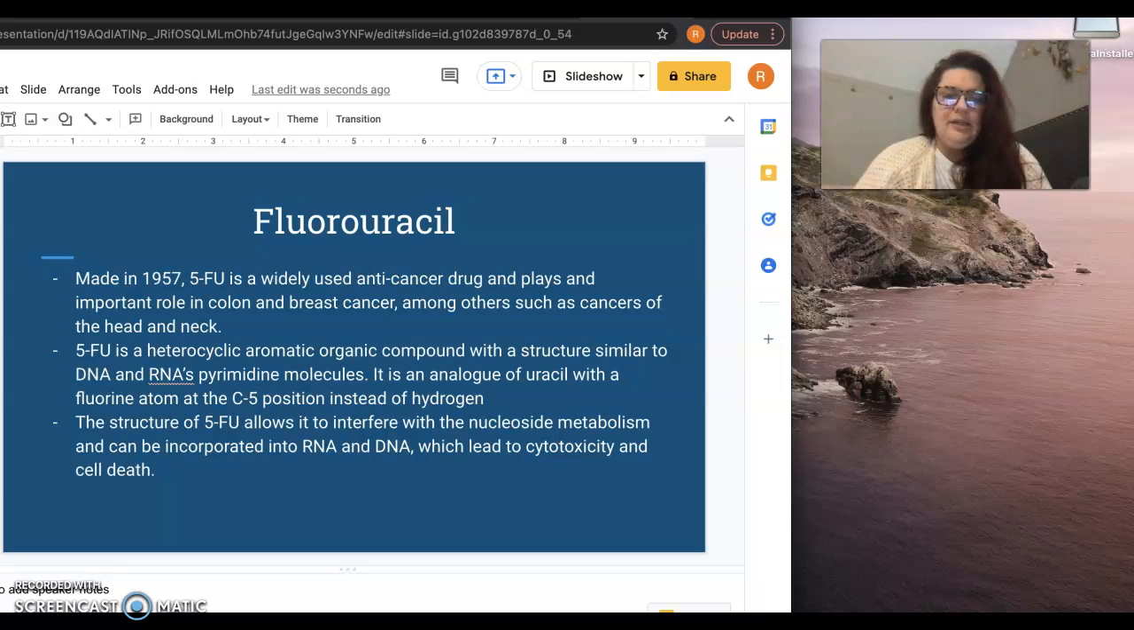5-FU is a heterocyclic aromatic organic compound with a structure similar to DNA and RNA's pyrimidine molecules like uracil and thymine, which is why it's an analog of those, with a fluorine atom at the C5 position instead of hydrogen. The structure of 5-FU allows it to interfere with nucleoside metabolism. It can be incorporated into RNA and DNA, and this can lead to cytotoxicity and cell death.